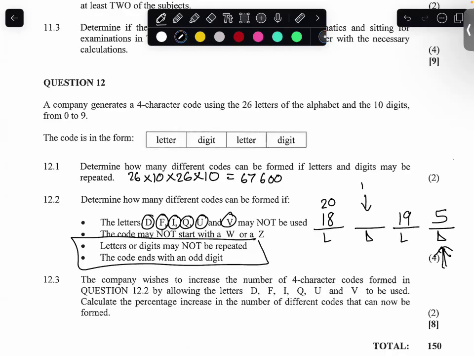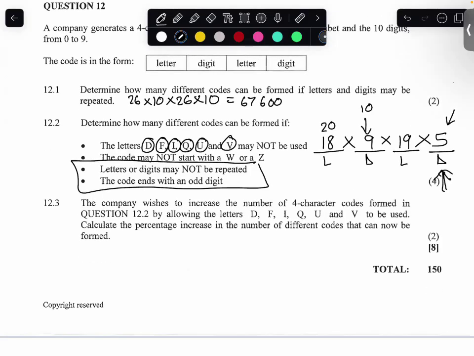This would have been 10 options had the code allowed for digits to be repeated. But because they're not allowing digits to be repeated, whatever digit I put down here from 1, 3, 5, 7, and 9, I can't use that digit again, which means now I only have 9 options in that position. So it's 18 times 9 times 19 times 5 for 12.2. That then gives me an answer of 15,390.